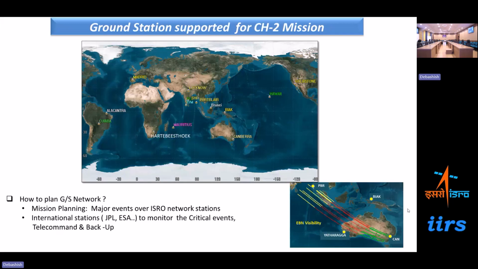Second, for any major events like TLI or LOI, where LOI stands for lunar orbit insertion, we don't want to depend on a single station, because if there is no backup and, due to some reason, the station fails or something happens, we will not have any backup. So for those kinds of events we always go for redundancy. There we contact international stations if Indian stations are not available at that geographical location. That is why we have many ground stations across the world.